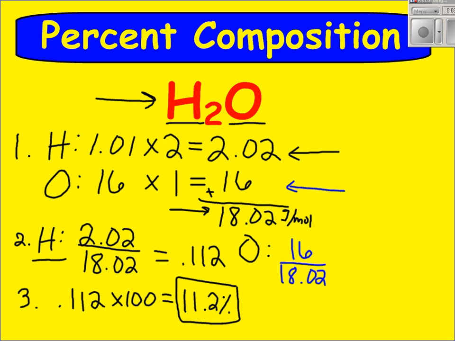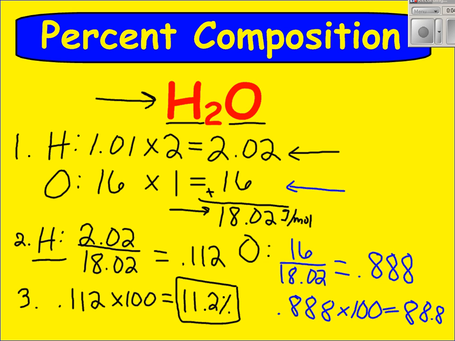When I divide those two numbers, I get approximately 0.888. That is my fraction for oxygen in this compound. My final step, step 3, is to take that answer and multiply it by 100 to get my percent. My percentage is 88.8% for oxygen.